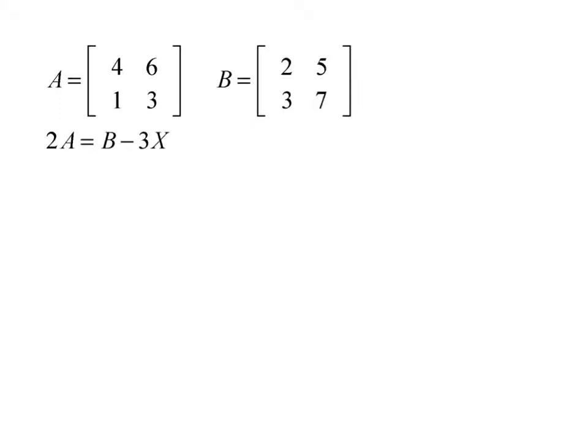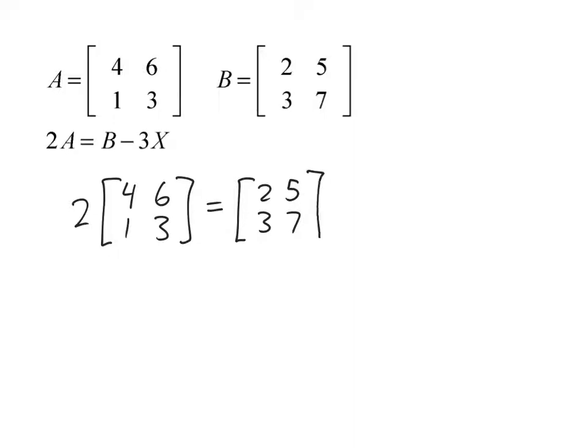Solve the matrix equation for the unknown matrix X. So X is going to be a matrix, mainly because we're using matrices for A and B. So I'm going to rewrite it with the matrices plugged into A and B. So this is going to be 2 multiplied by [4, 6, 1, 3]. And this is going to equal matrix B, which is [2, 5, 3, 7], minus 3, big X.